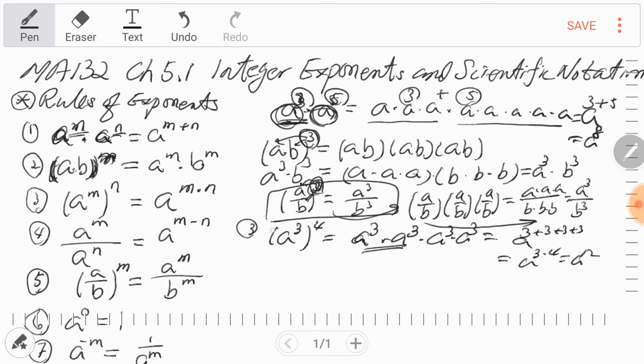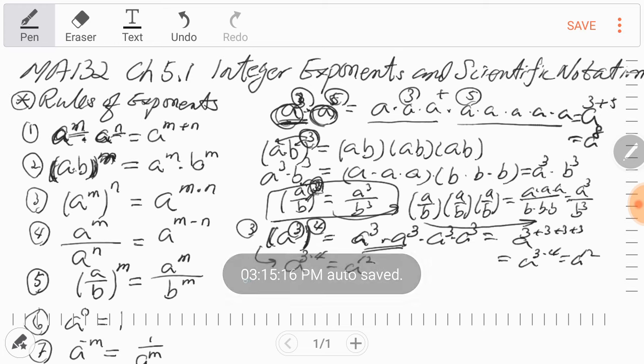So if the base is an exponential form which has some power, and this base is raised to another power, then just multiply the exponents. So multiply the exponents, 3 times 4. So that is a to the 12th power.